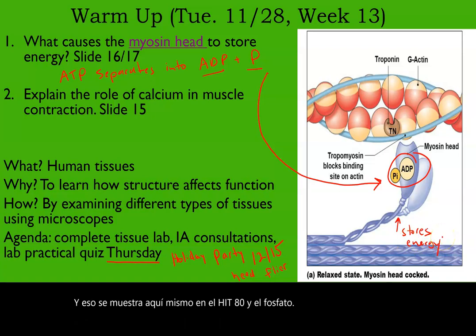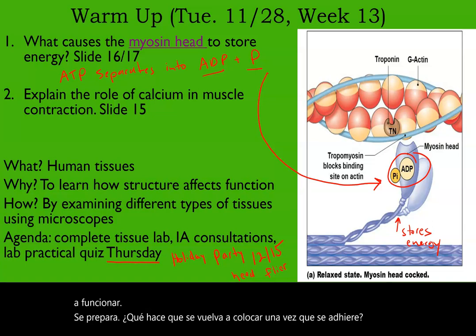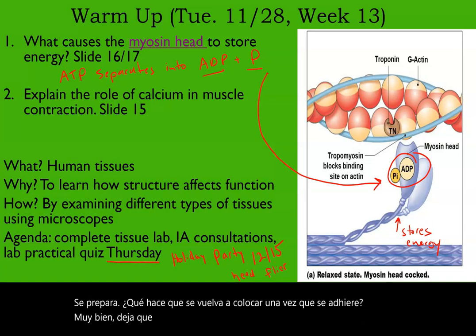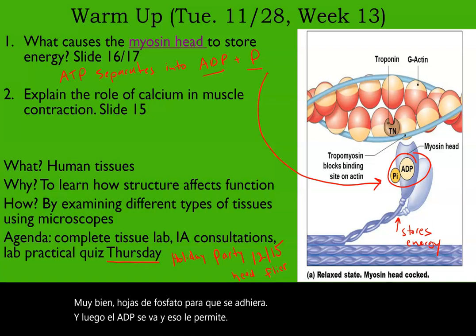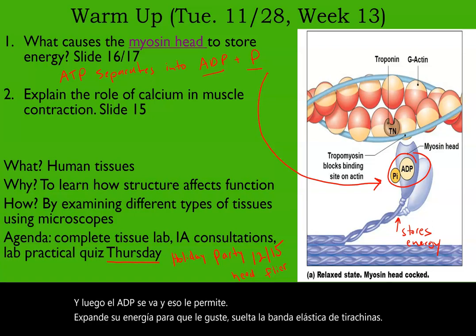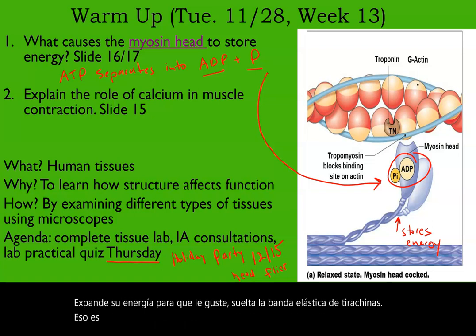It's ready to go. It's ready to snap back once it gets ready. What causes it to snap back once it attaches? The phosphate leaves for it to attach, and then the ADP leaves, and that allows it to expend its energy, like letting go of the slingshot or rubber band. That's releasing the ADP. And then it snaps back.